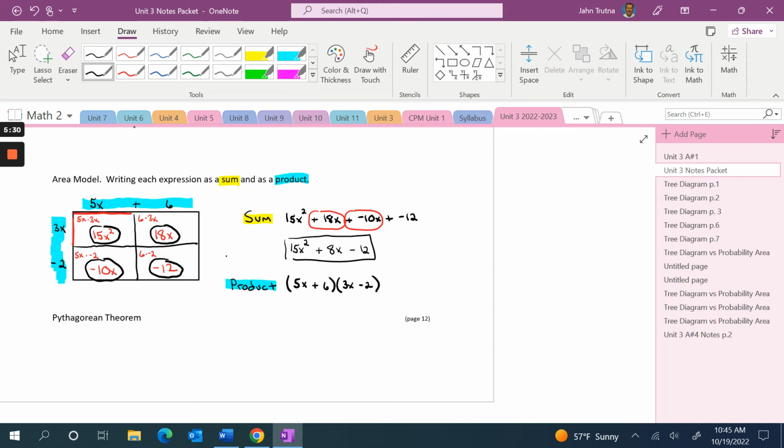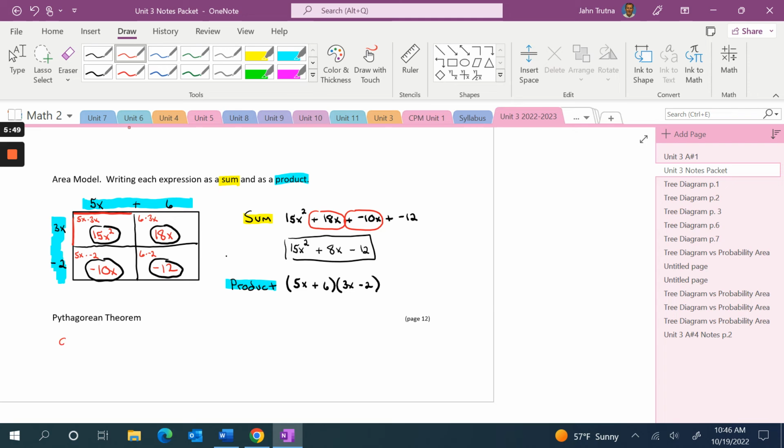So expressing this area model as a product would be the quantity 5x plus 6. Quantity is just a fancy way of saying we have parentheses, multiplied with the quantity 3x minus 2. Okay, all right, let's go on to Pythagorean theorem.